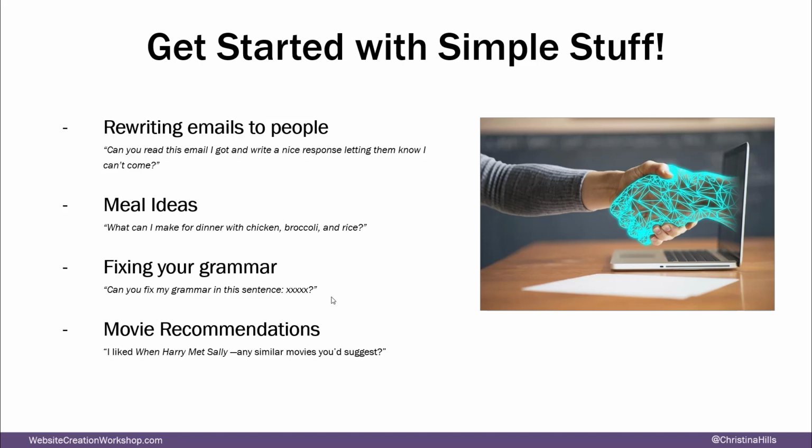And here's some ideas of getting started simple. Rewriting emails to people. So maybe you get an email from someone inviting you to something and you don't want to think through a nice response. Say, can you read this email I got and write a nice response letting them know I can't come? Boy, that's a time saver. Or what can I make for dinner with chicken, broccoli, and rice? Like you look in your fridge, I've got these things. Hey, AI, what can I make with these ingredients?